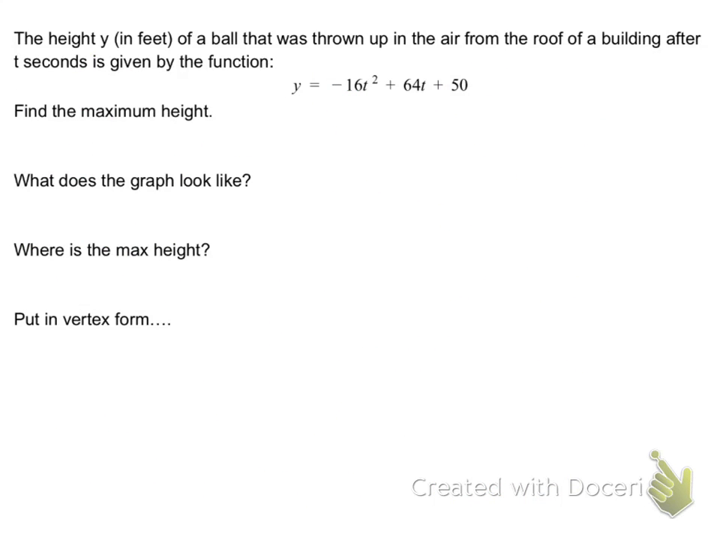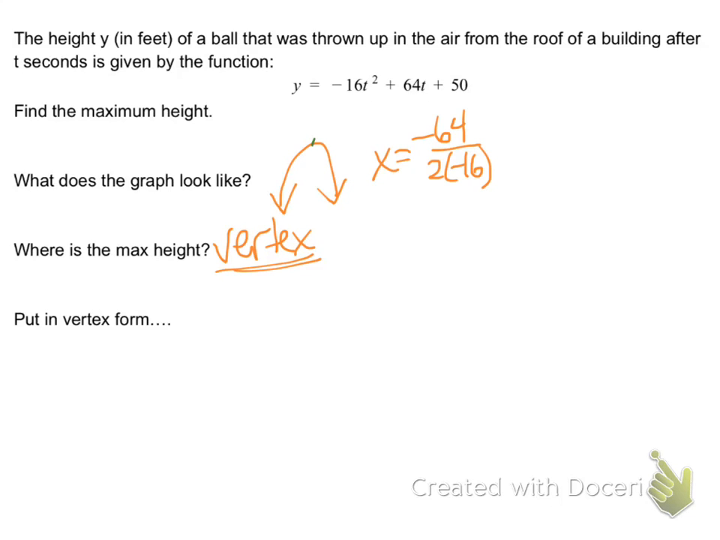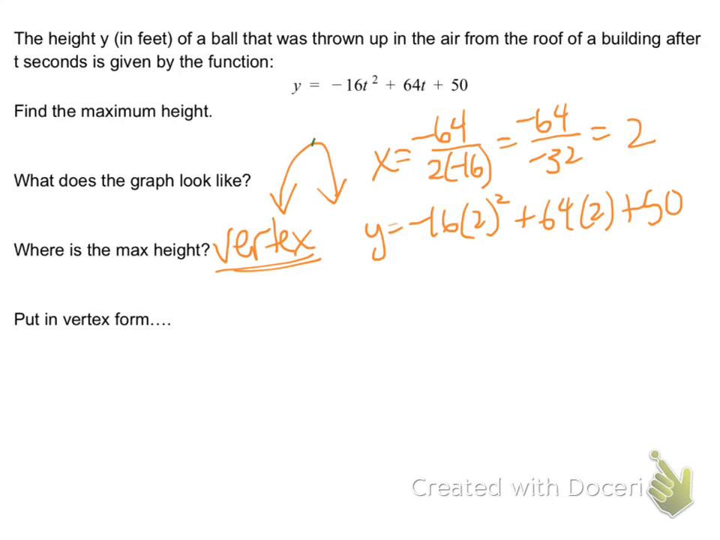And now, the height, y, in feet of a ball that was thrown up in the air from the roof of a building after t seconds is given by the function y equals negative 16t squared plus 64t plus 50. Find the maximum height. So what does the graph look like? Well, it's a negative a, so it's going to open down, so our maximum height is going to be our vertex. And so how can we find that? Well, if we do opposite b over 2a, we find that our x-coordinate is 2, and when we plug that back in, we find that our y-coordinate is 114.